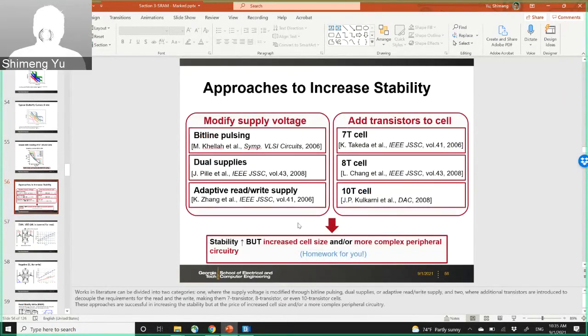But let's have a quick look at some of those approaches. Of course, those approaches will come with some additional overhead, either the more complicated peripheral circuits to provide the waveform you wish, or the cell size in terms of area will increase because you add more transistors to the bit cell.